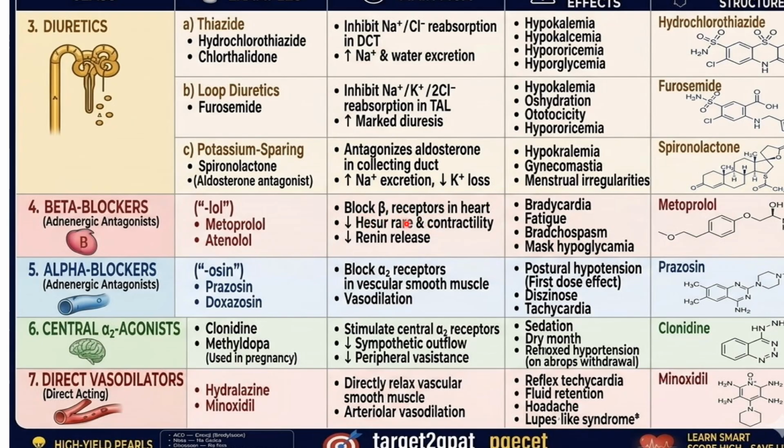From the name itself, they block the beta receptors in the heart, because of which they cause a decrease in the heart rate and contractility. Along with that, they also decrease renin release. So remember the points for these beta blockers: bradycardia, bronchospasm, fatigue, and hypoglycemia. These are the major adverse effects of beta blockers, and the prototype drug shown here is metoprolol, for your better understanding and easy remembering.